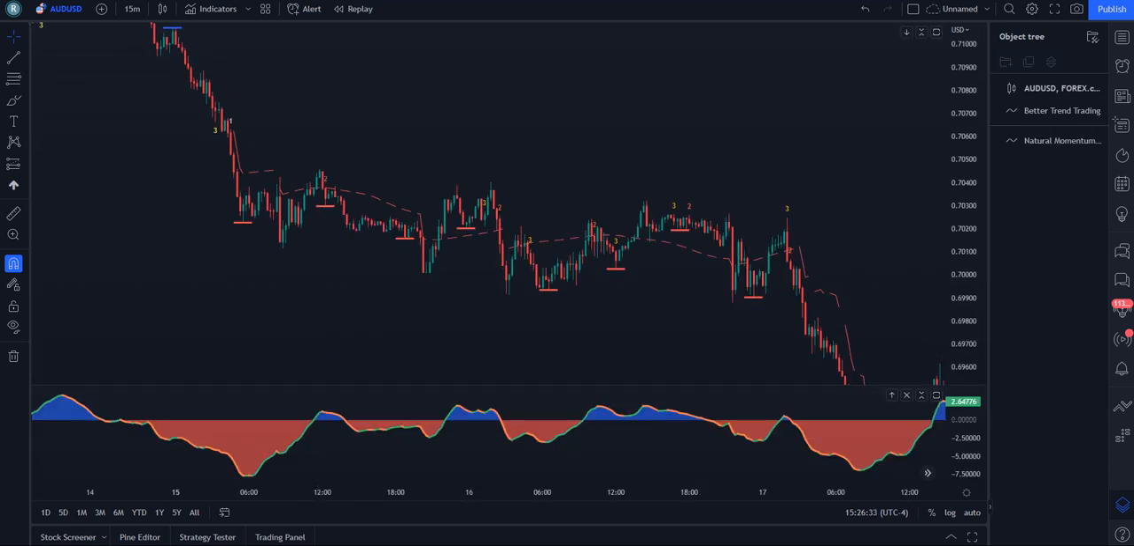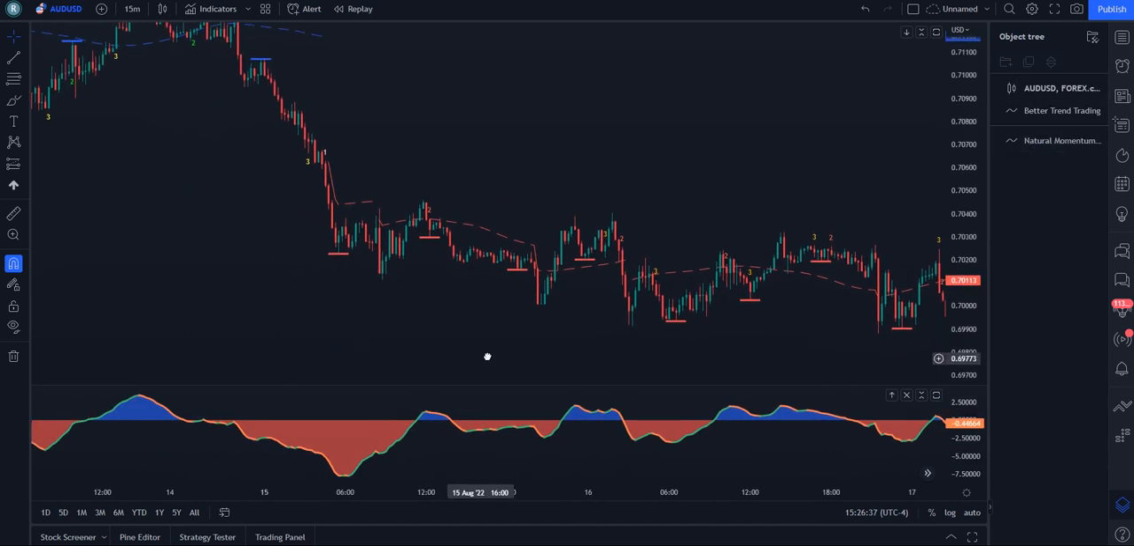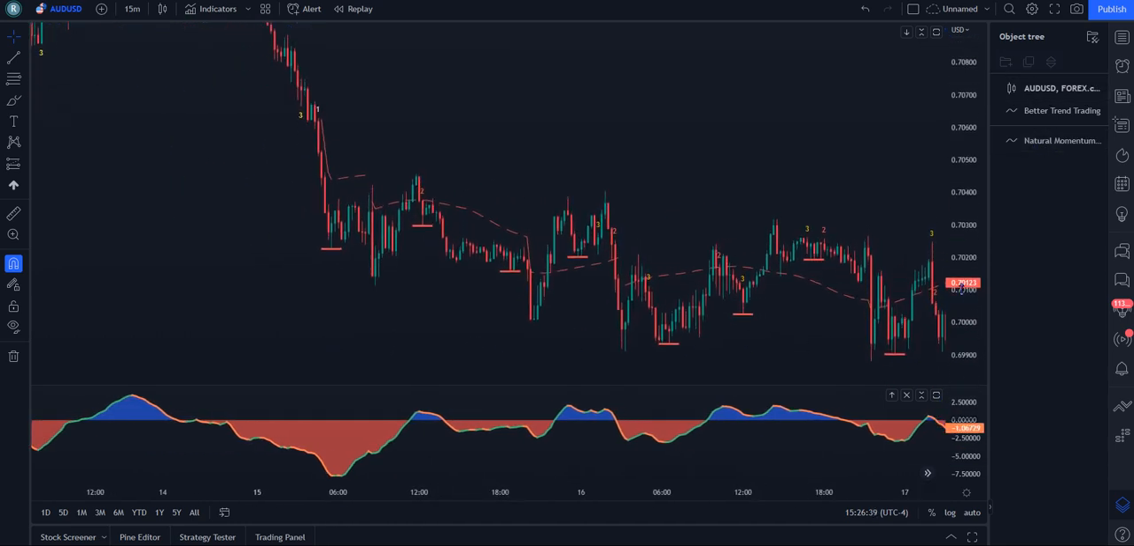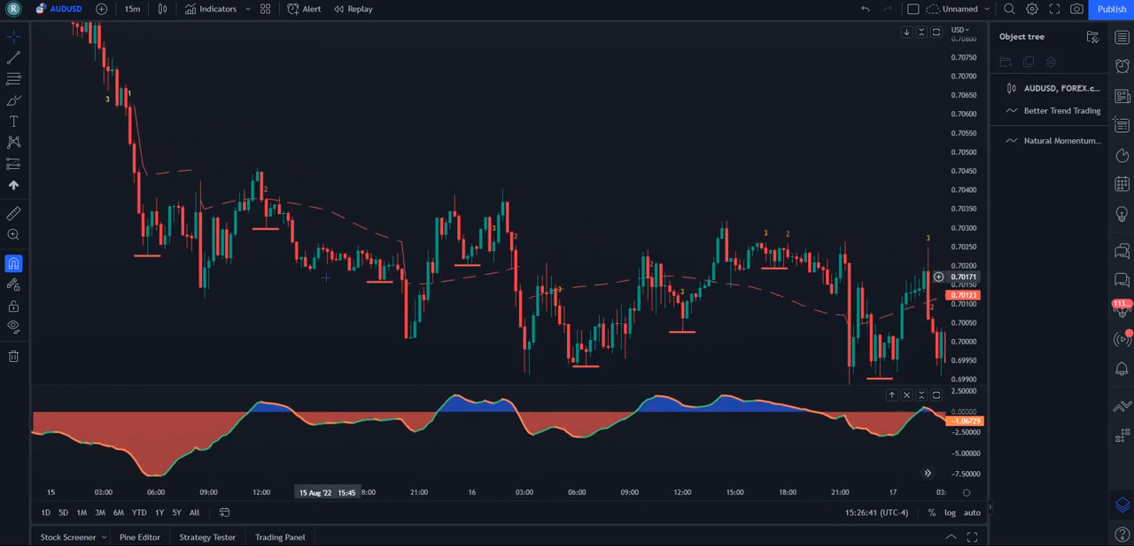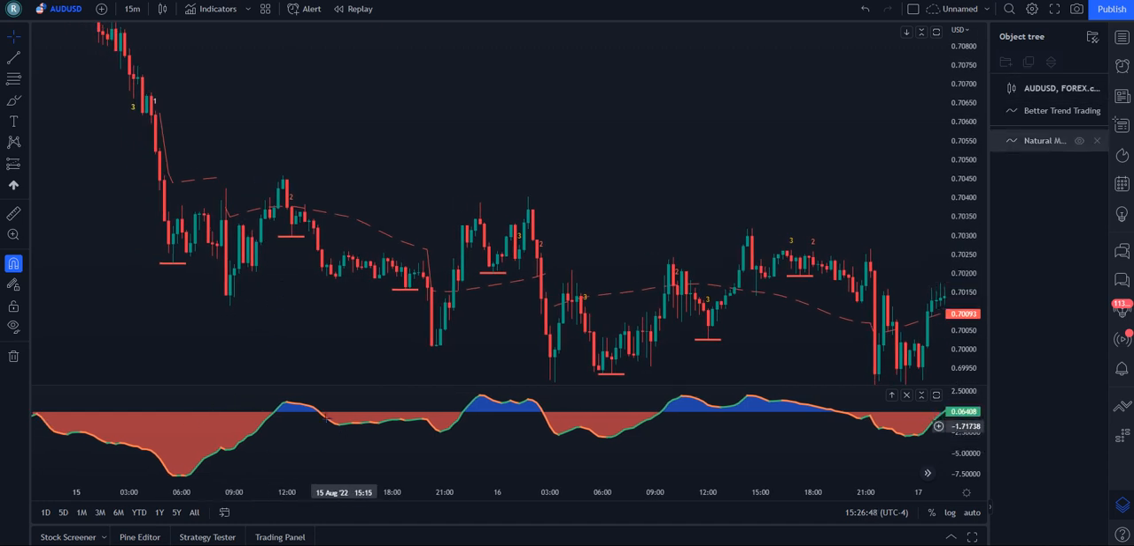This is the natural momentum indicator. Now this indicator comes with 2 parts, but that's for another video. So this is just a great other confirmation to trade with this. I won't get into the details of this one just yet. We'll do that in a separate video.